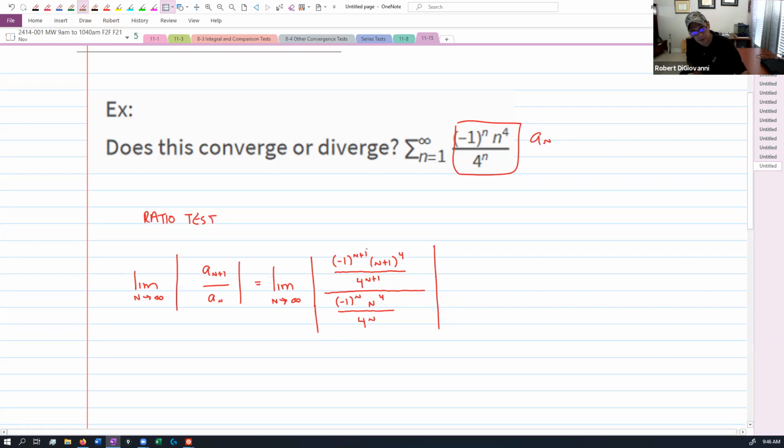First, I'm going to completely ignore the -1 to the n's, because when I take an absolute value of those, they're going to go to ones. So I don't even care about those. And then the other thing I'm going to do is, since I have a fraction over a fraction, I'm going to take the first fraction up here, which is n plus 1 to the 4th over 4 to the n plus 1, and multiply it by the reciprocal of the bottom, which is 4 to the n on top and n to the 4th on the bottom.